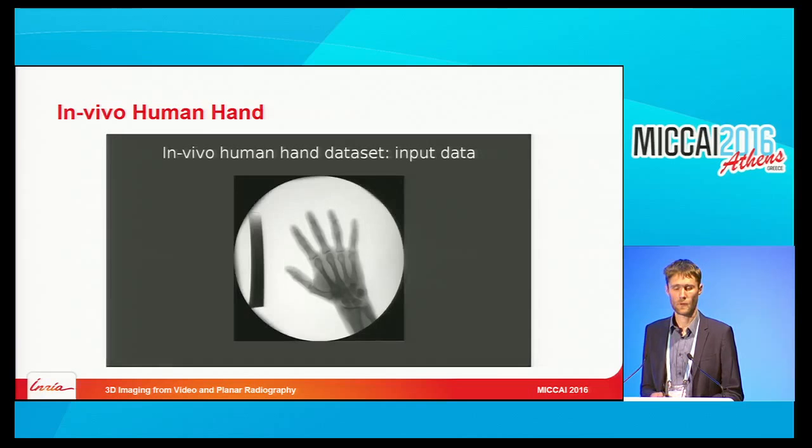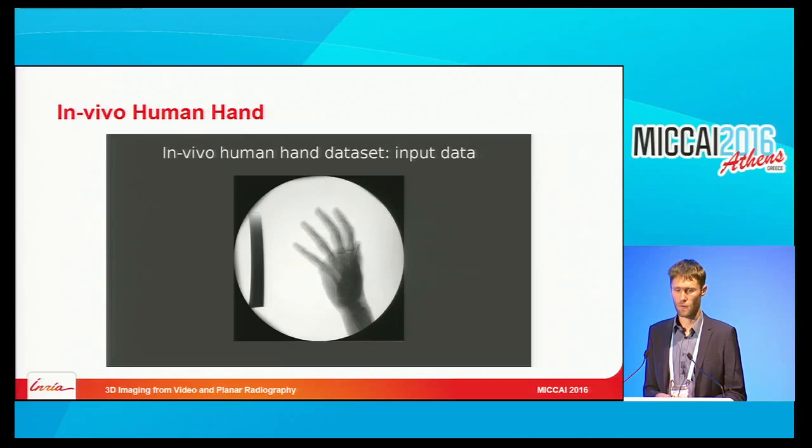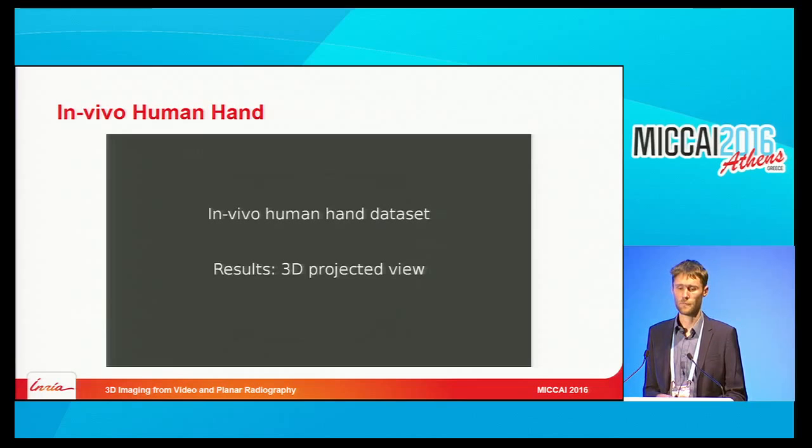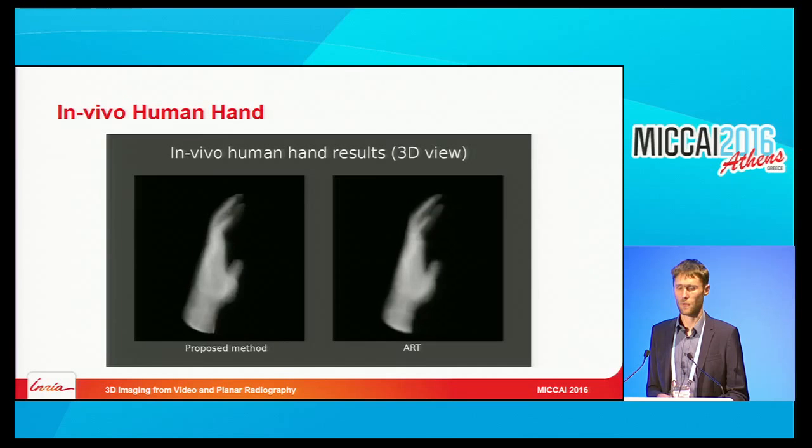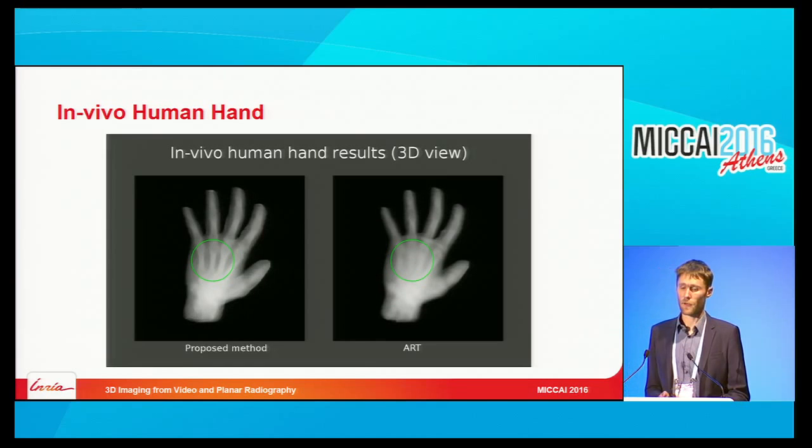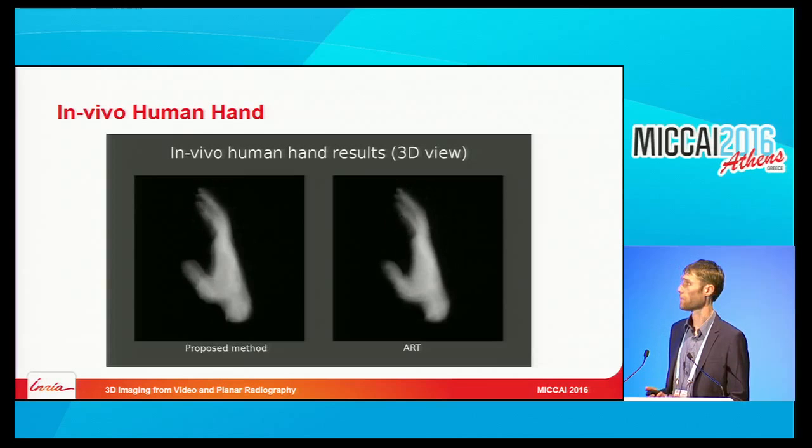So this is the 20 input images, and now we are going to reproject them and compare them with ART in 3D. So these are simulated images from the recovered volume. And you can see that the proposed method is much sharper than ART, again, for the same reason, because of the lack of L1 prior for ART, as well as the optical flow in our method.